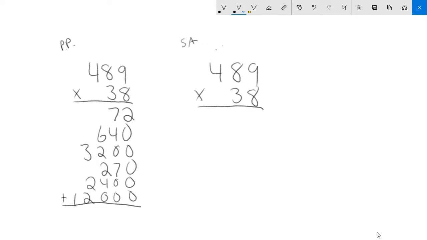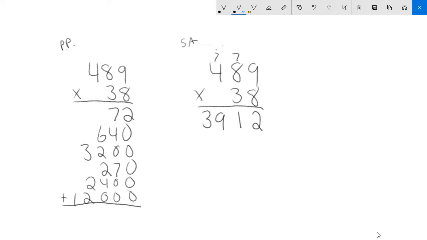My first step is still to do 8 times 9. That was my first step in partial products. 8 times 9 is 72. So my ones number is coming down, but I'm carrying the 7. 8 times 8 is 64, plus the 7 that's there. 64 plus that 7 makes 71. So my 1 goes here, and I carry a 7. And then 8 times 4, that'd be 32, plus the 7 there makes 39.